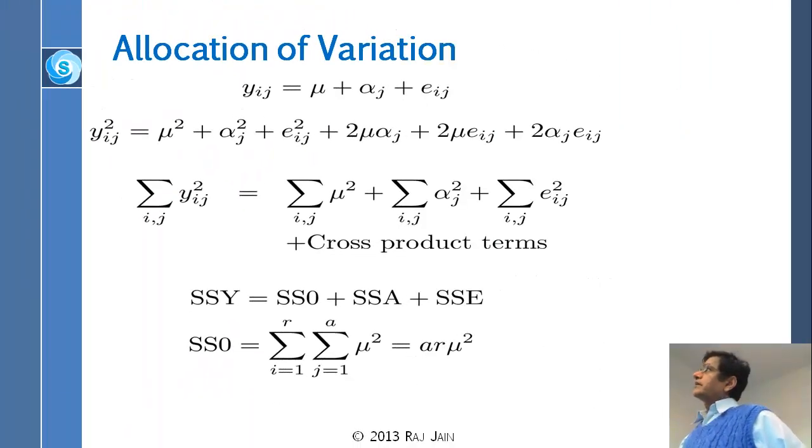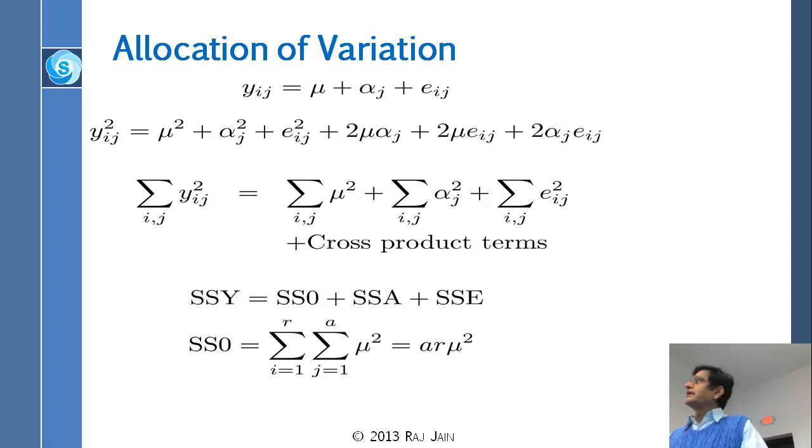Now the total variation of y, if you notice, you add up yij squared, you will get mu squared plus alpha j squared plus eij squared plus 2 times mu alpha j plus 2 times mu eij, and then 2 times alpha j eij. You add up all of them, everything will cancel out except for mu squared, alpha j squared, and eij squared. The first 3 terms will be non-zero, everything else will be 0. Why? Now let's see why this term is going to be 0 when you add up? Because the alpha j's add up to 0.